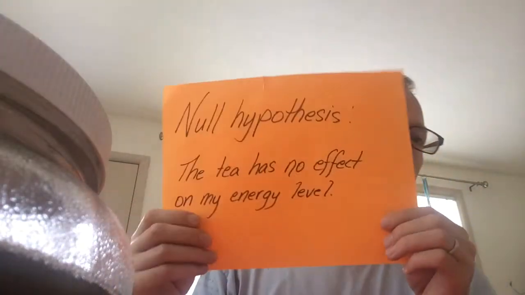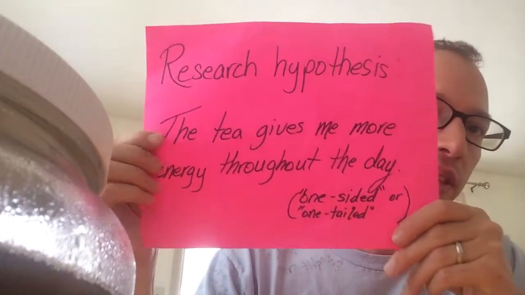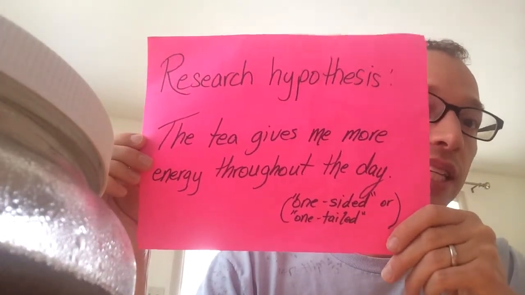If that happens, I'm going to reject the null. We'll say that we've got pretty good evidence that this thing is not true. In other words, leaving me with the alternative that the tea does give me more energy. But just because I do that doesn't mean it was correct. Whenever you do inferential statistics, there's always a chance that you made an error.